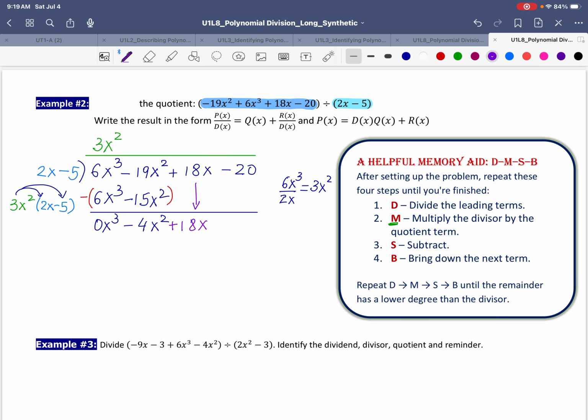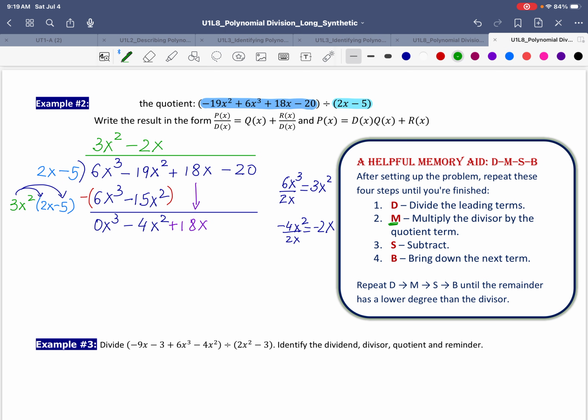And now again, same process. We check to see how many times 2x goes into the first term in our polynomial, negative 4x squared. So we have negative 4x squared divided by 2x. That would be negative 4 over positive 2, negative 2, and x squared over x is x. So negative 2x is going right here.